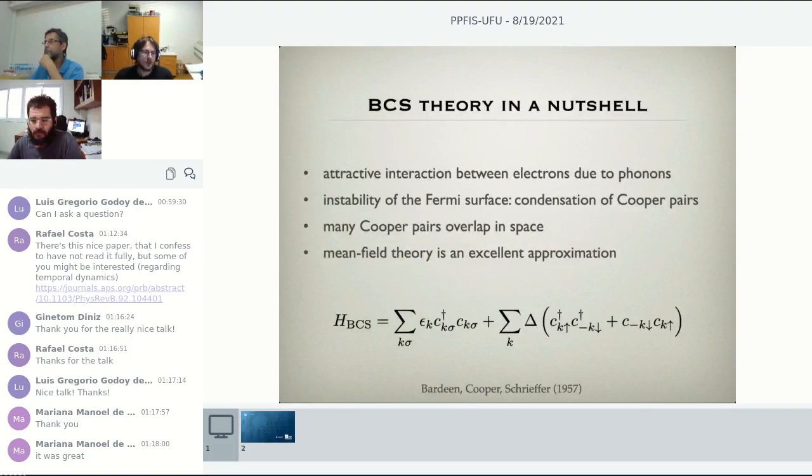Okay, so here we are talking about conventional superconductors, which are well described by the BCS theory. So this is well known by now. The attractive interaction is induced due to the electron-phonon coupling. The Fermi surface is unstable towards formation of Cooper pairs, which condense into a superconducting state. And the important thing for our purposes is that since many Cooper pairs overlap in space, mean field theory is actually an excellent approximation for this kind of simple superconductors. So basically, for most of our purposes, the BCS reduced Hamiltonian is perfectly sufficient to understand most of the physics.